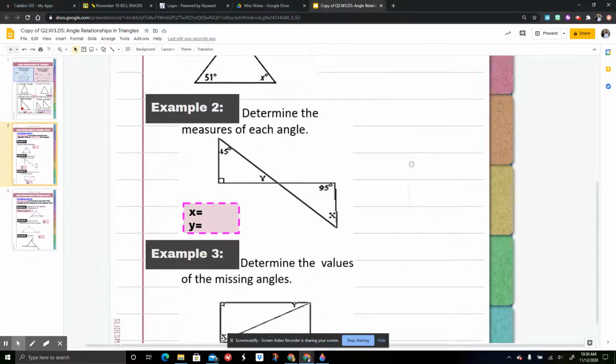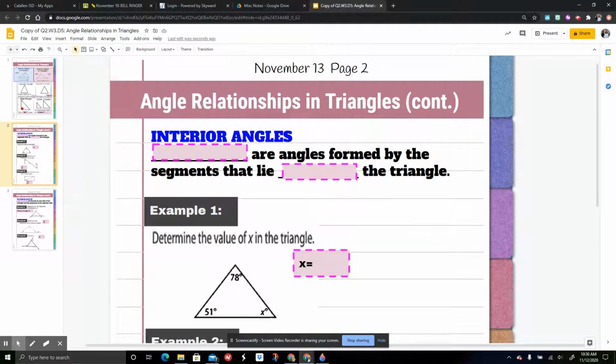When we look at page 2, we're talking about the interior angles of a triangle. The interior angles is the first blank. Interior angles are angles formed by the segments that lie inside the triangle. So what that means is, if you have a triangle, these angles are interior. They're inside the triangle.